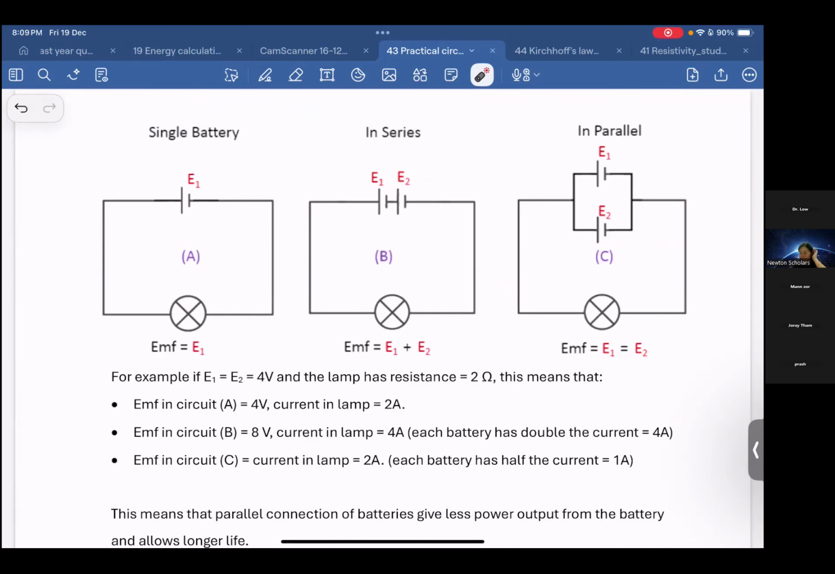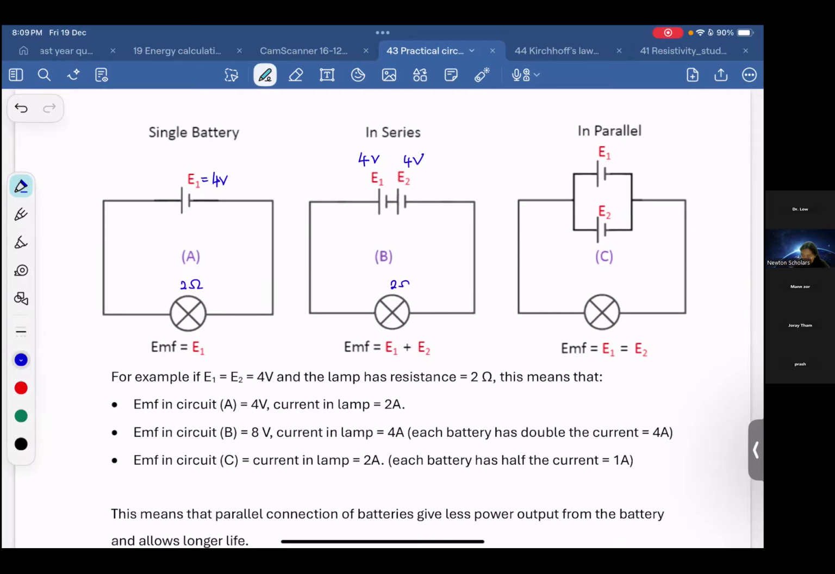Why do we need to connect the battery in parallel? Okay, here we look at the single battery first. This is one example. In order to let you see clearly, we put some values here. E1 is 4 volt, so this one is 4.0 volt. E2 is also 4 volt. The resistance for the lamp is 2 ohm.